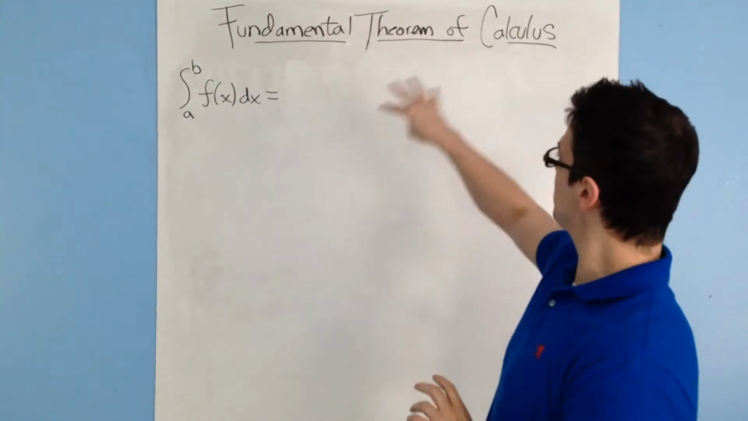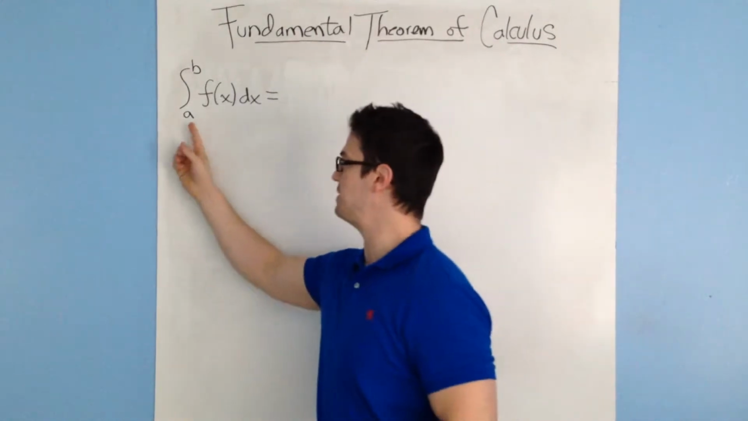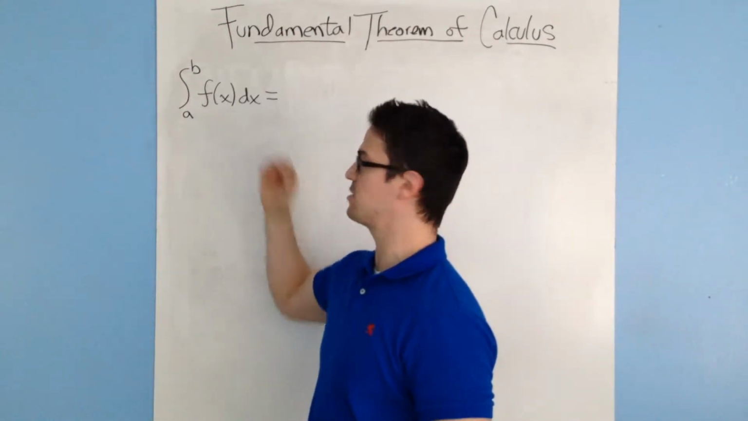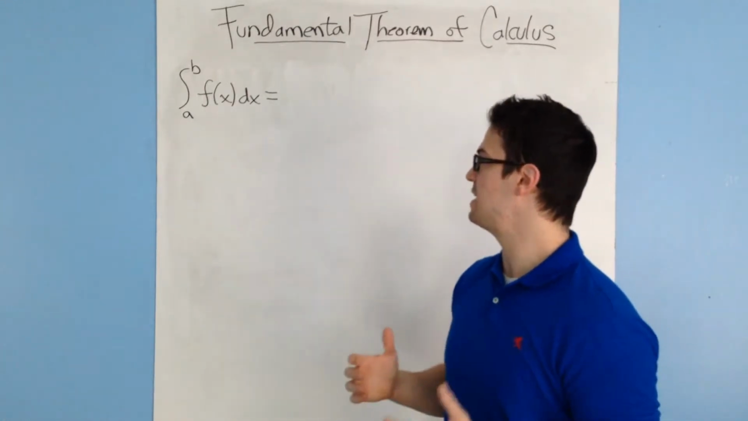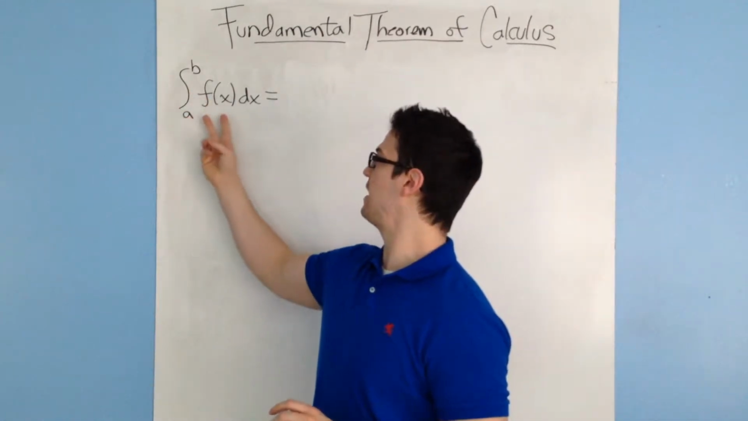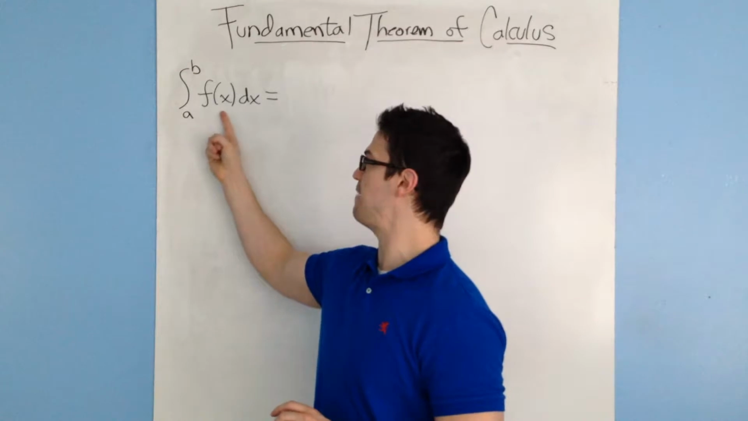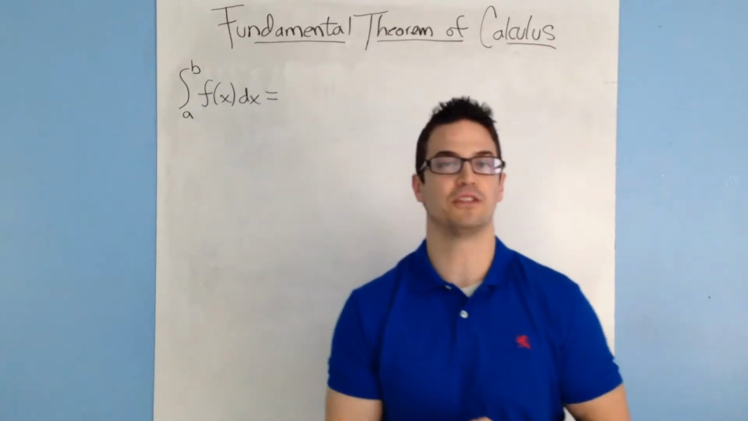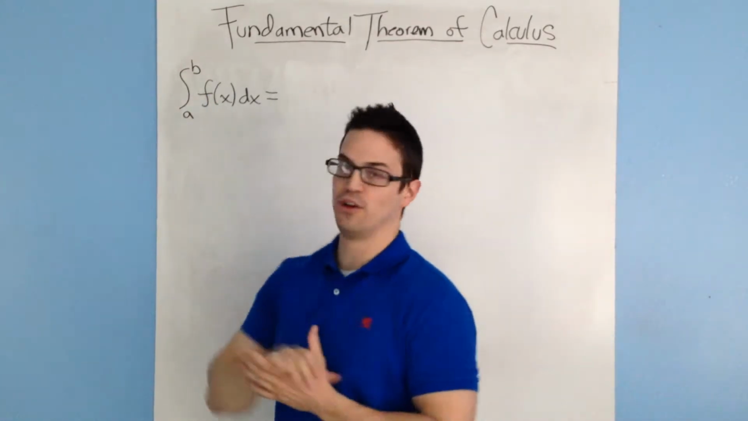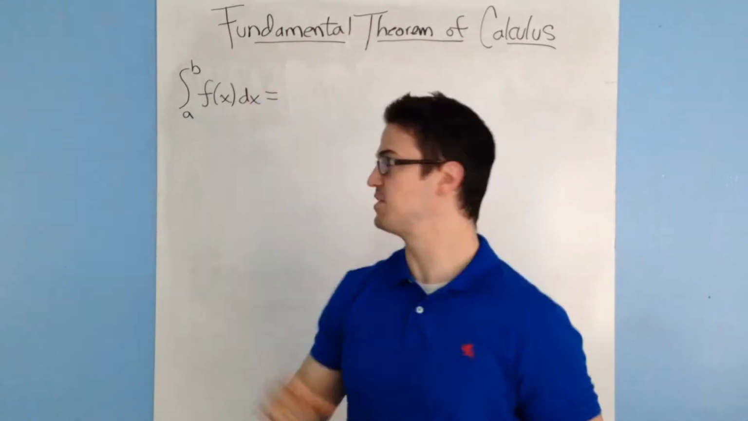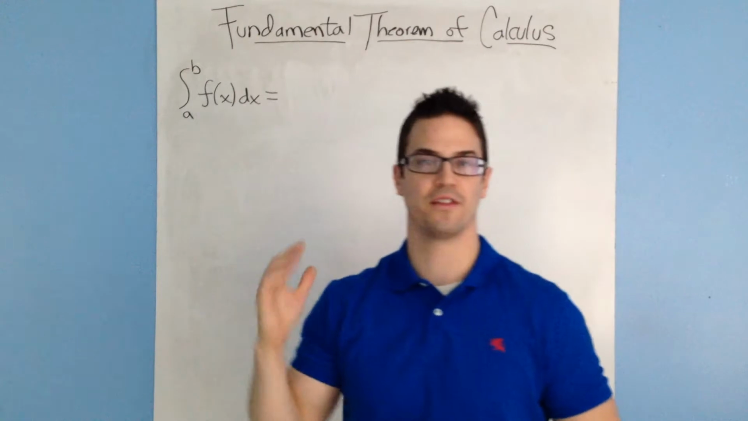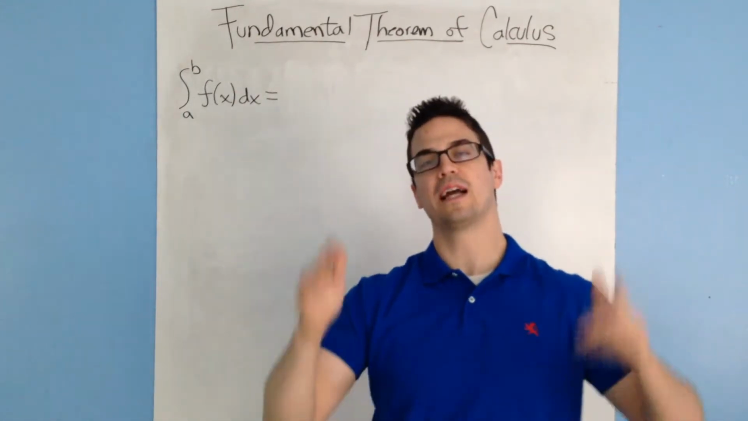So with the fundamental theorem of calculus, we're going to start with the definite integral of f of x times dx. Now what the fundamental theorem of calculus states is that if you're going to find the definite integral of f of x from a to b, then you need to find the antiderivative of f of x and then subtract off the endpoints as their inputs for the antiderivative. So what does that look like? I'm going to show you right now.